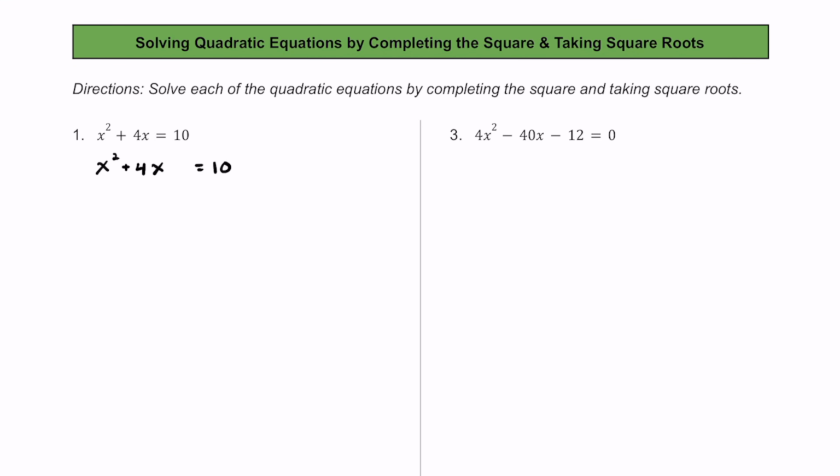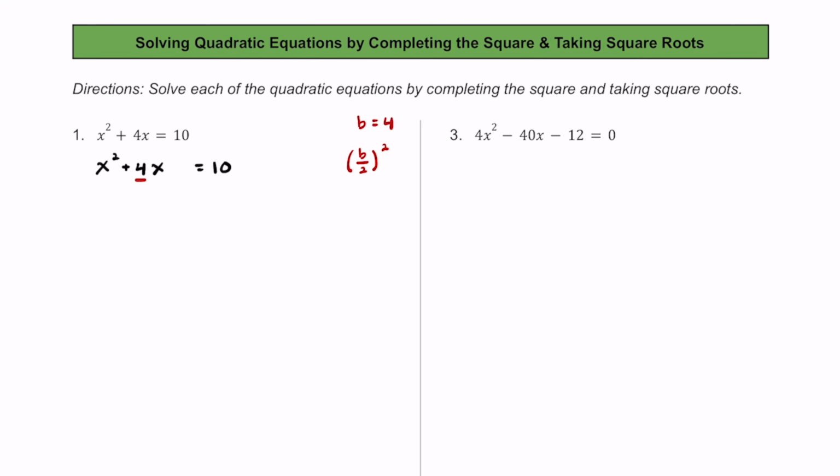So this one's already arranged pretty well for us. Next, we want to identify what our b value is. Remember, in standard form, the b value is just the coefficient of x. In this case, it's going to be 4. It's this value right here. And when we complete the square, we always take the b value, take half of it, and then square it. That's the value that would complete the square.